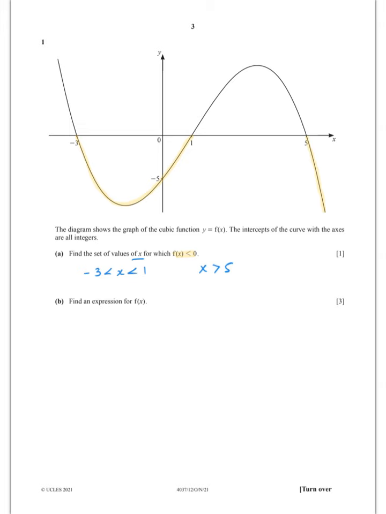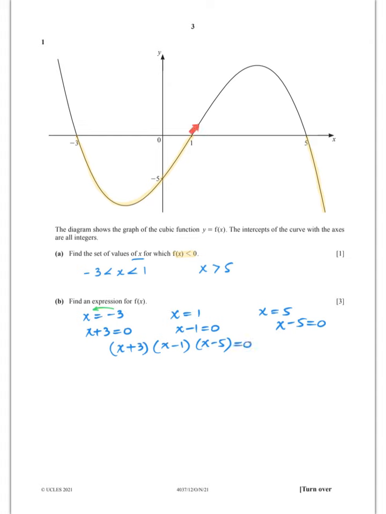Now first we need to find out the intercept points. So intercepts are x equals -3, x equals 1, and x equals 5, right? If I shift -3 to the left side, it will be x plus 3 equals 0. Same for this one, x minus 1 equals 0, and x minus 5 equals 0. We can write these three in this form: (x plus 3)(x minus 1)(x minus 5) equals 0.